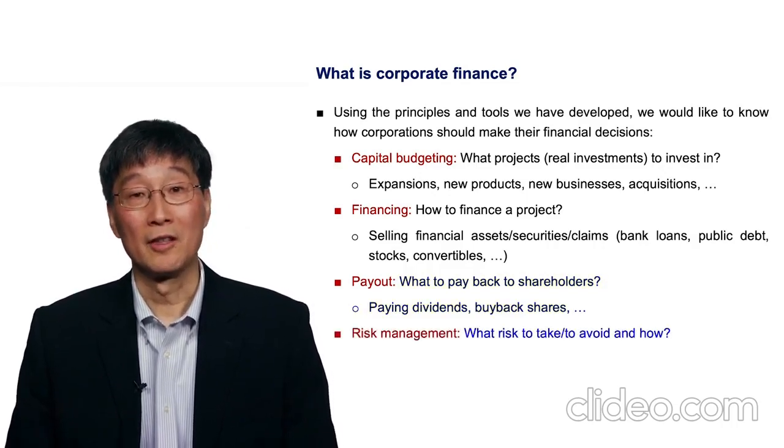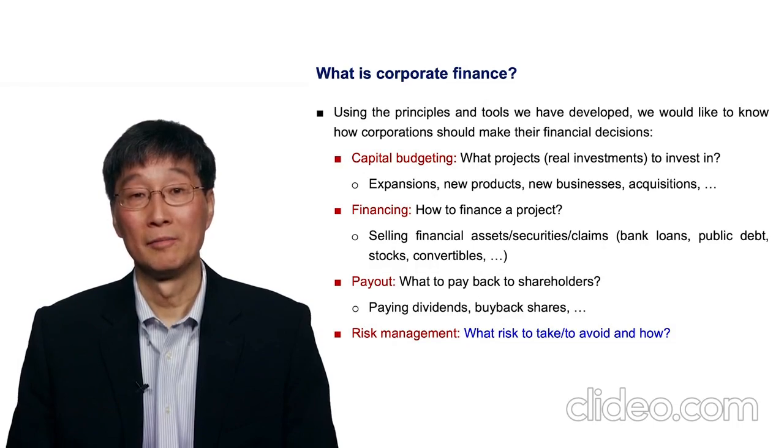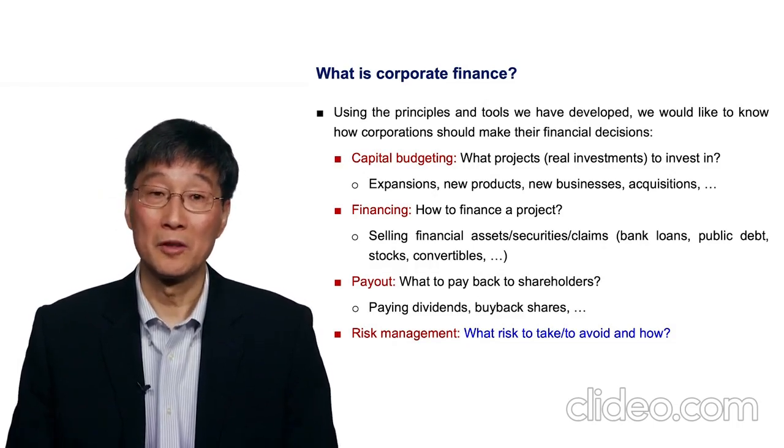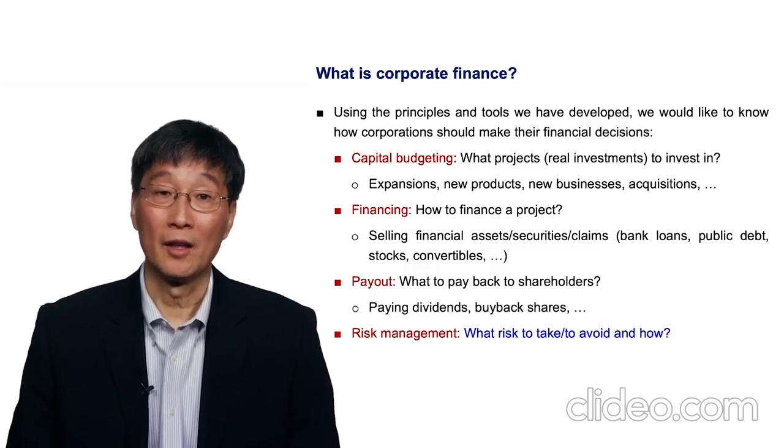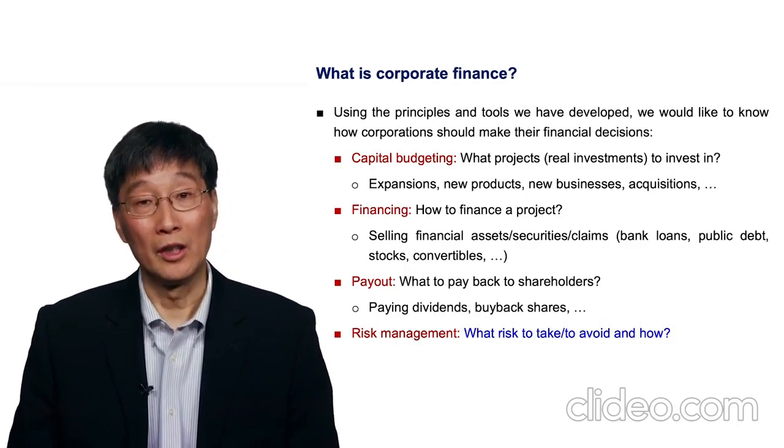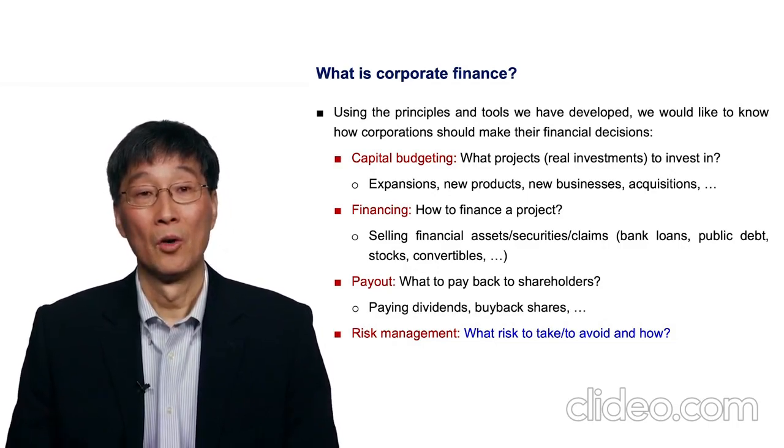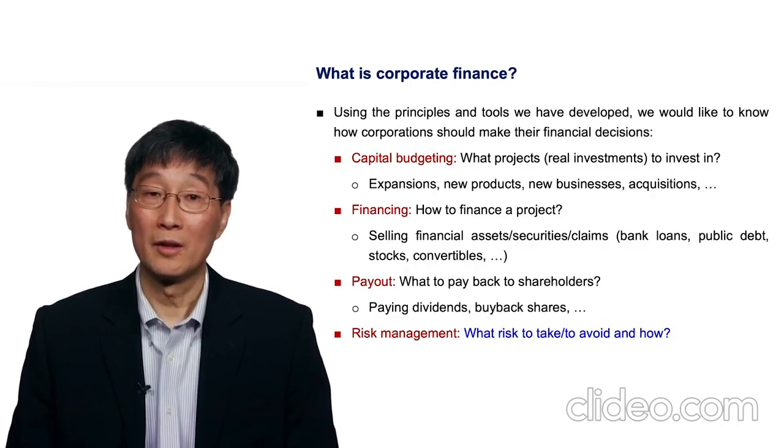The third financial decision is risk management. Naturally, the firm's business or assets are exposed to a range of risks. Some are systematic, and some are non-systematic or idiosyncratic. What should the firm do with these risks?